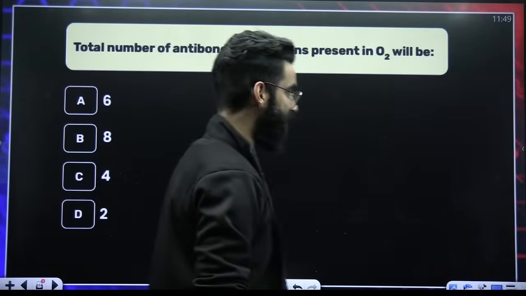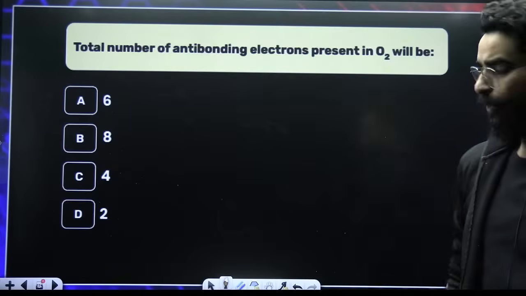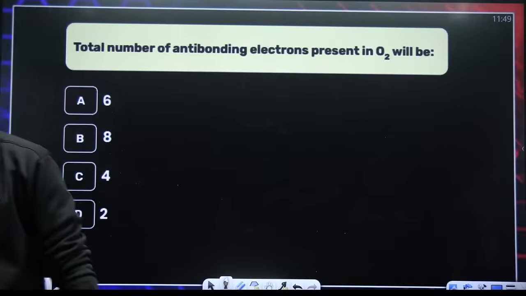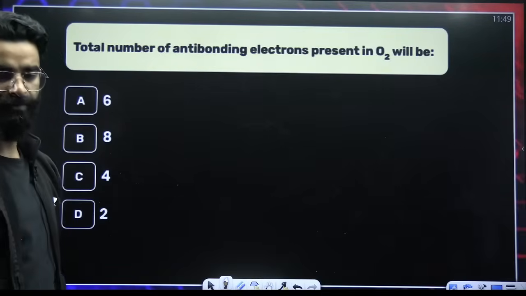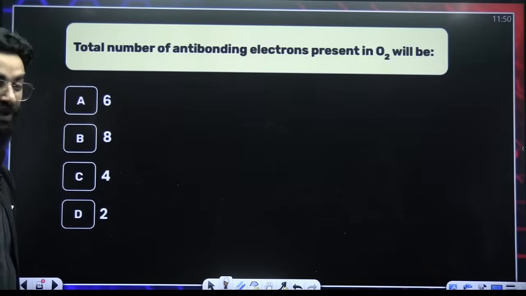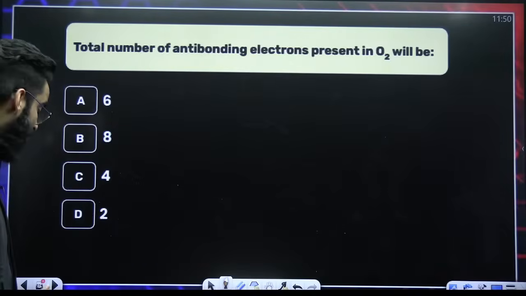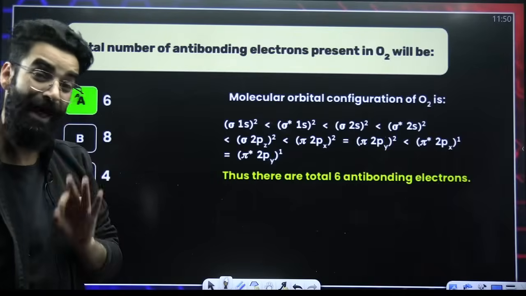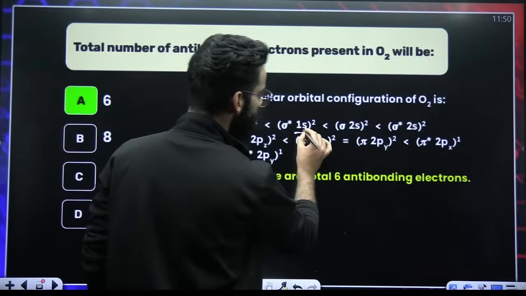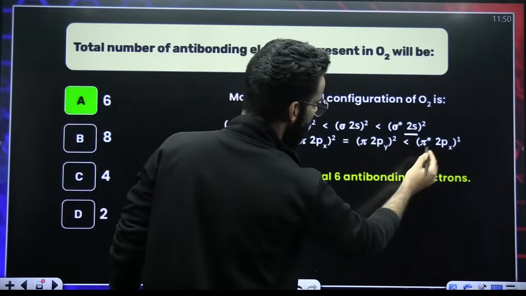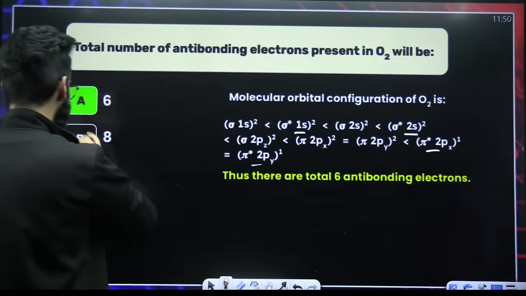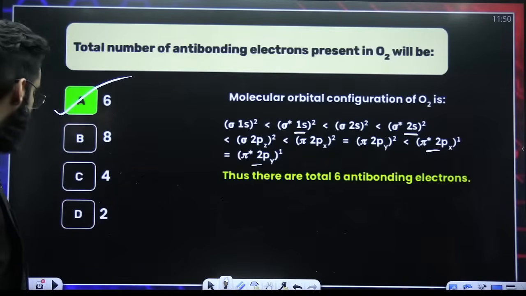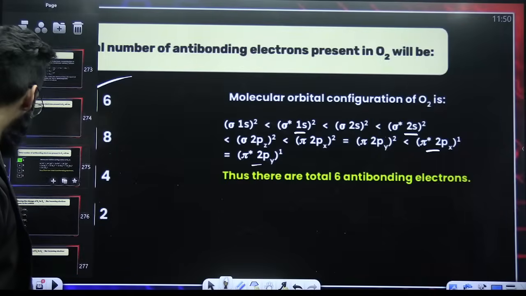Total number of anti-bonding electrons present in O2 will be? Again, you will have to write the molecular orbital configuration. After writing it, you have to calculate the anti-bonding electrons. 2, 4, 5 and 6. So there are 6 anti-bonding electrons present in O2. I believe it's clear.